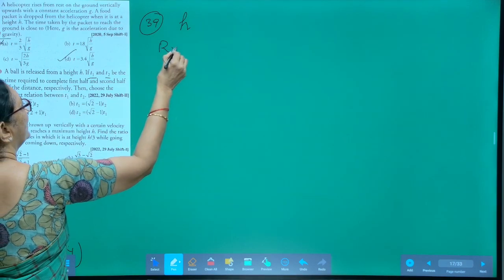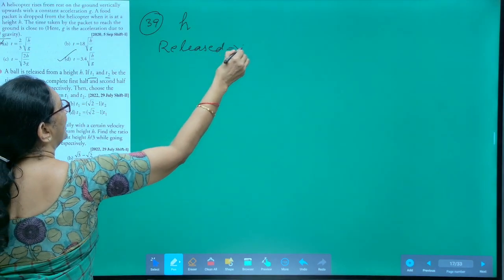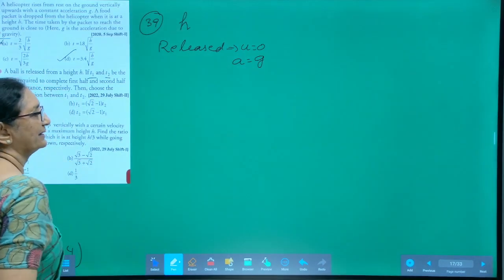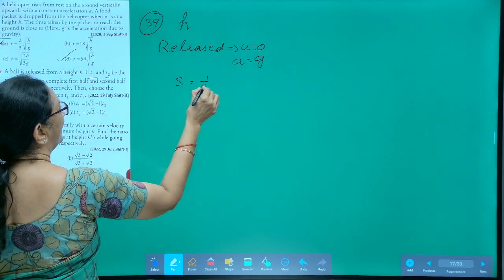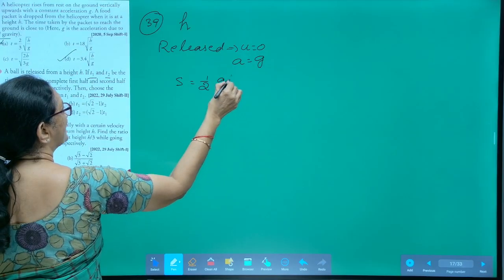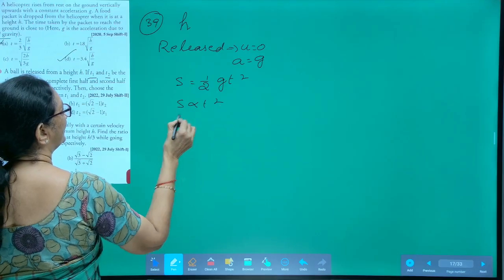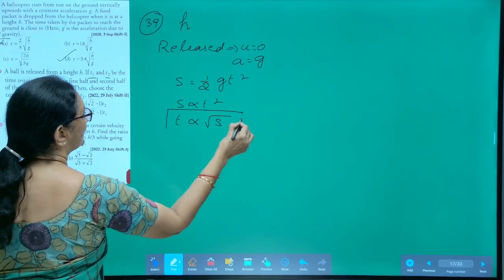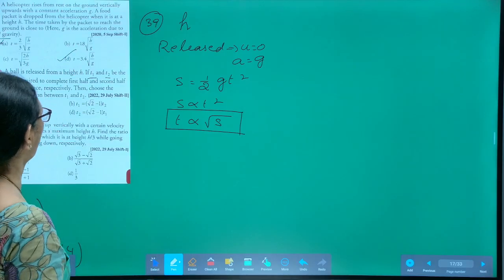So, ball is released. Released implies u is equal to 0, a is uniform, that is g. Then s is equal to ut plus half at square. So half gt square, or s proportional to t square, or t proportional to root s. Straight away we can use that concept for the problem.